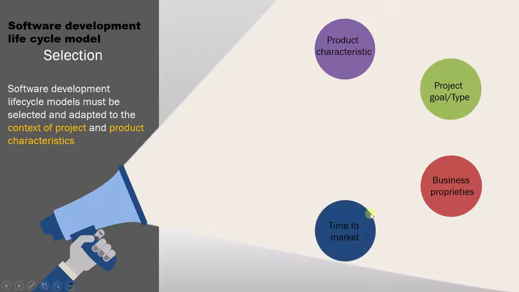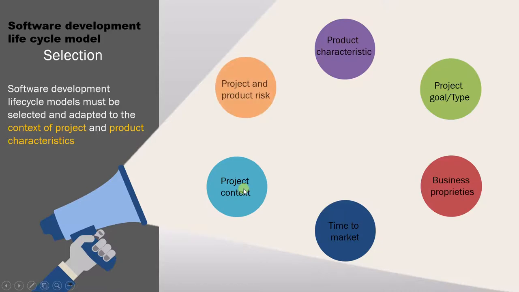Then we have time to market. The product's release schedule can also decide what type of model you choose. For example, if you want to release the product early, then you can go for the agile model since it's very fast. Project context. Just like the product characteristics or goal, the context will also affect your choice of a development model. And finally, you have project and product risk.